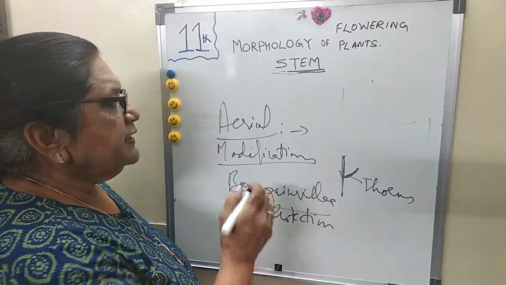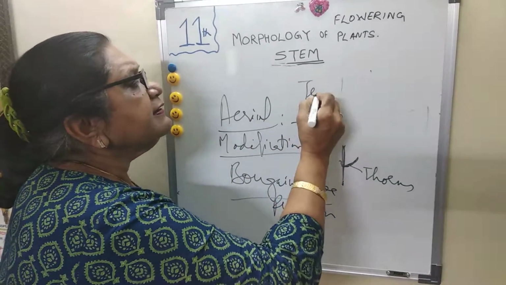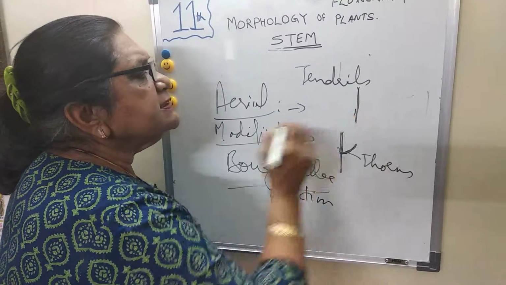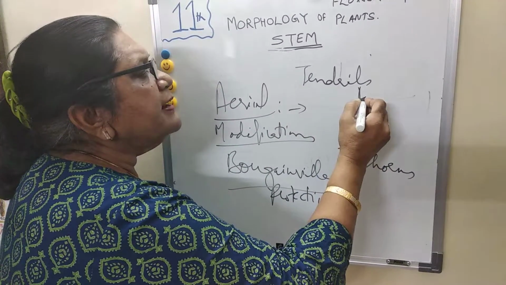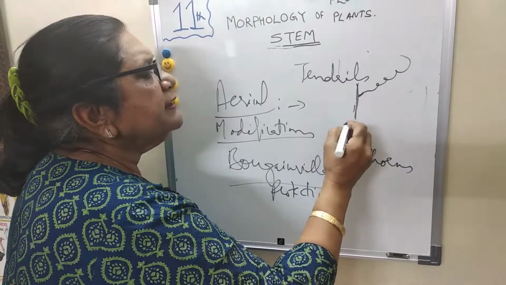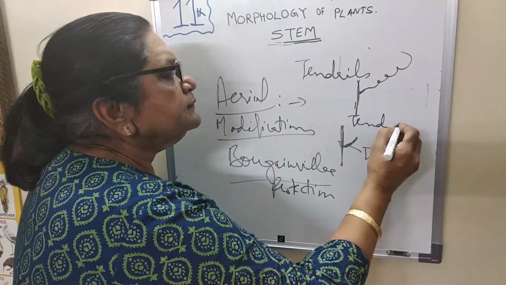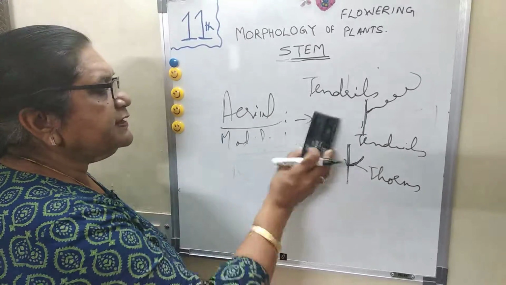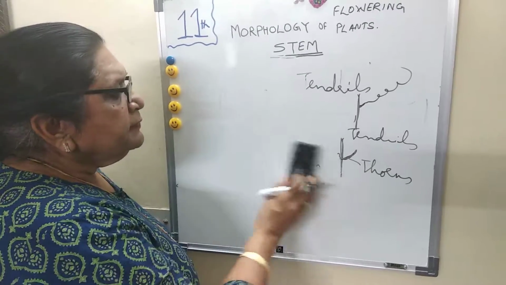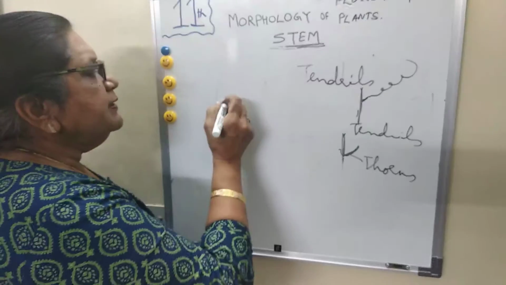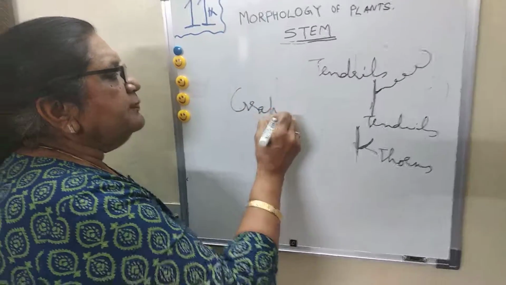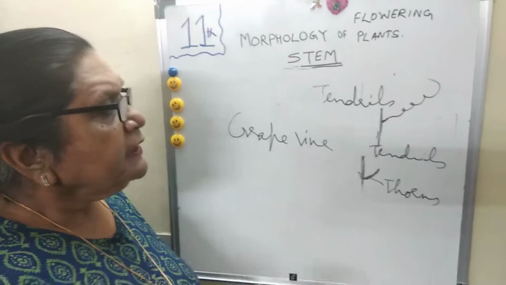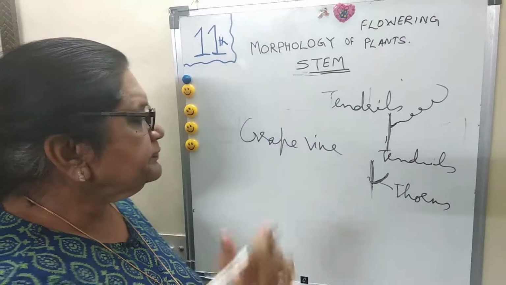There is another modification. They form tendrils, very soft structures like this. This is the stem. One bud changes into a tendril, which is meant for support. This is called stem tendril modification. Another function is support, for climbing. The example is grapevine. So that is called support tendrils.